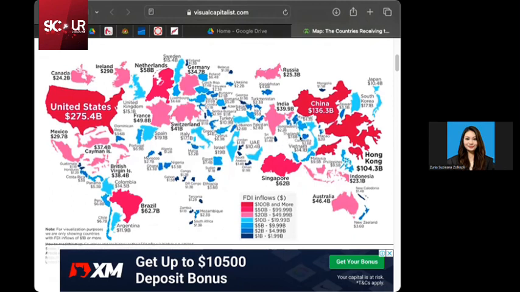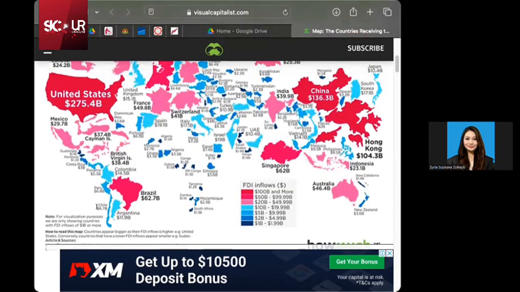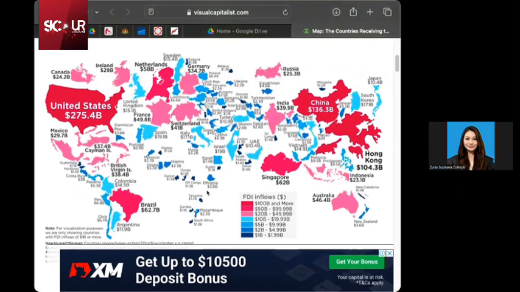So Malaysia is here, but Malaysia is around 10 billion to 20 billion dollars. Note, for visualization purposes, only countries with 1 billion or more are shown. Then you can see most of the countries here. The United Kingdom, 10 billion, Spain, a European country, Switzerland, they have a lot of FDI inflows as well.